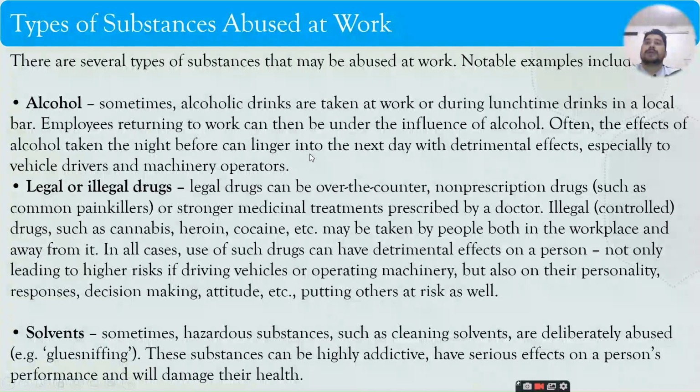So there are several types of substances that may be abused at work. Notable examples include alcohol, legal or illegal drugs. Legal drugs can be over the counter or prescribed by doctors. Illegal drugs are uncontrolled drugs like cannabis, heroin, cocaine, which may be taken by people both in the workplace and away from it.